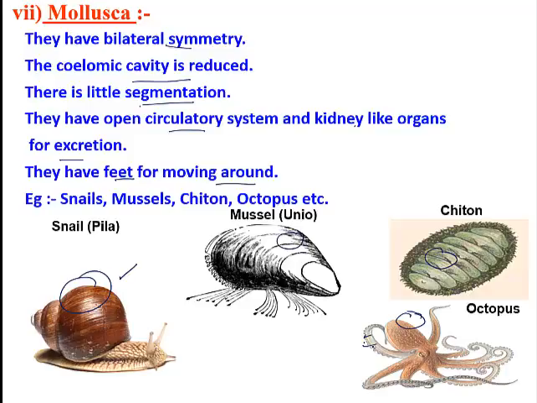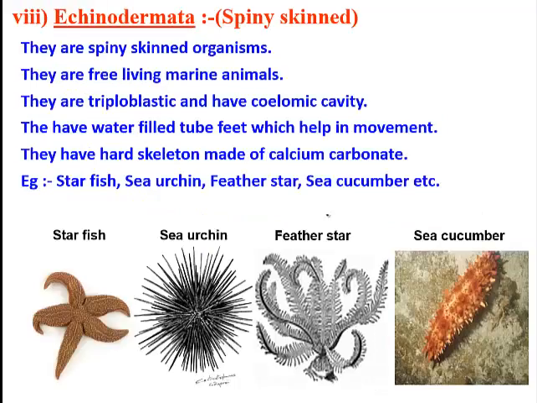Nematoda is finished and we have E, P. E refers to Echinodermata. Echine refers to spiny structures. So animals which have spiny structures on the body are considered echinoderms. Generally the spiny structure is found, and these are free living marine animals.